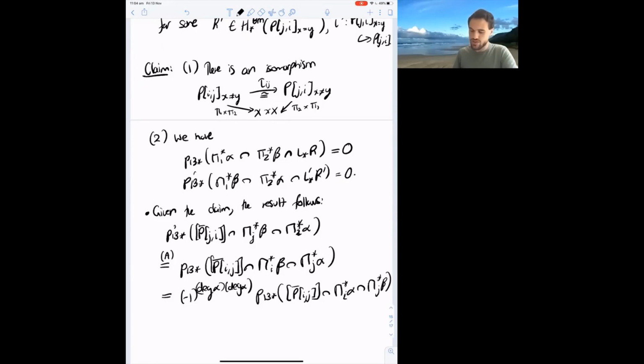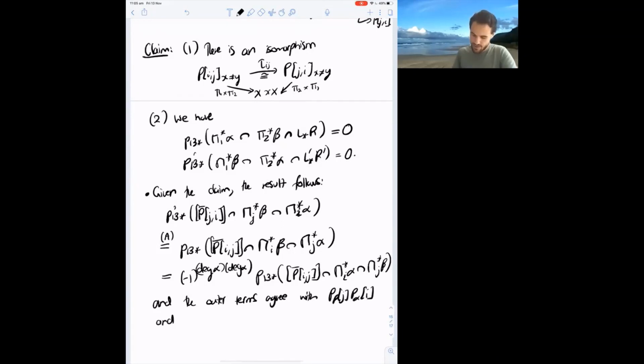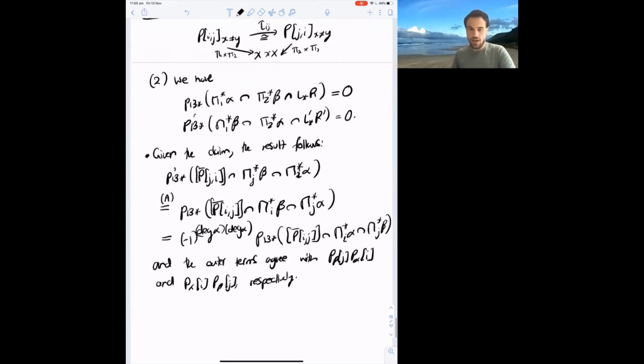Right, so we know how to commute cup products, and you get this factor coming out because the cup product is super skew symmetric. And what we know is that these outer terms agree with P beta J, P alpha I, and P alpha I, P beta J, respectively. Up to the sign, I should say.